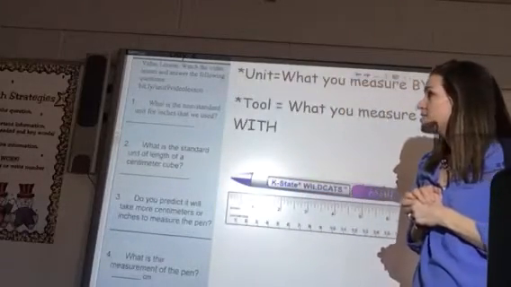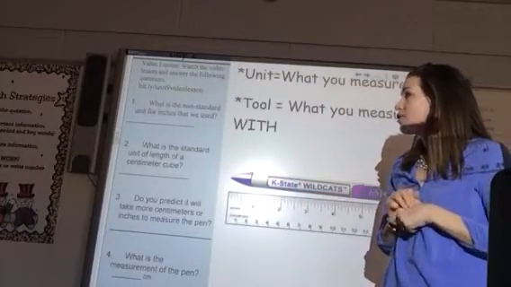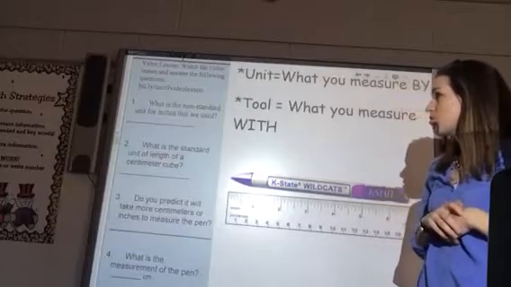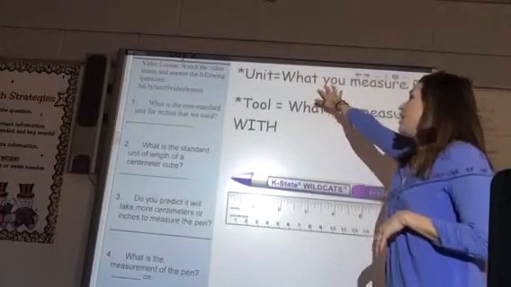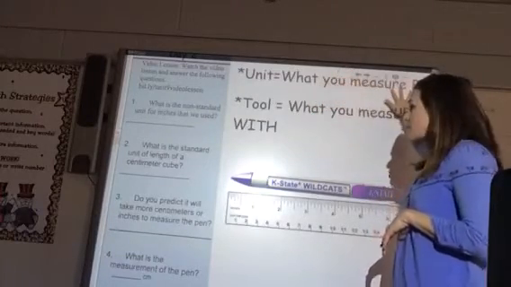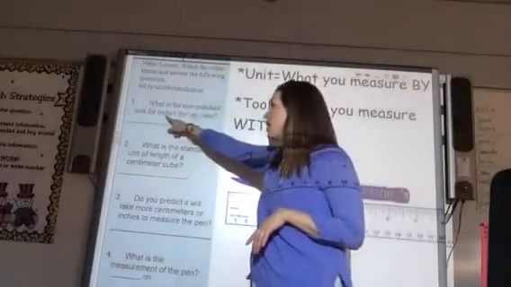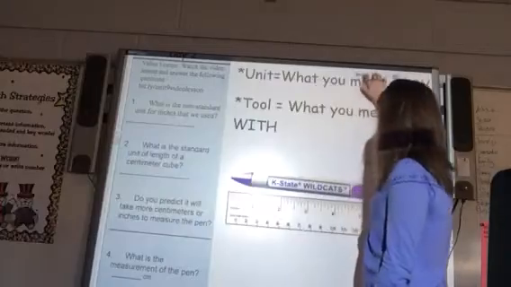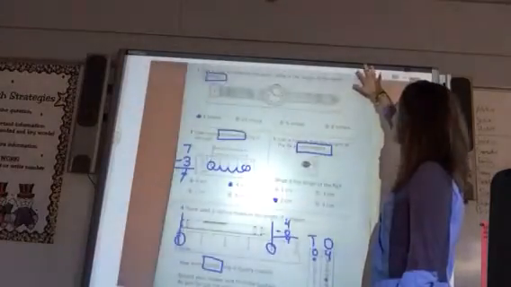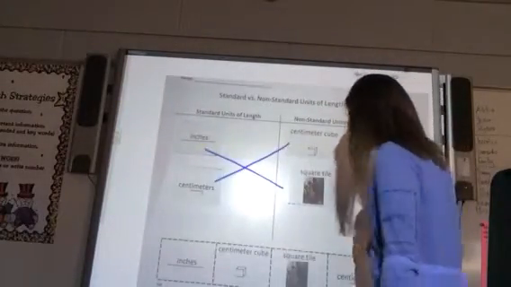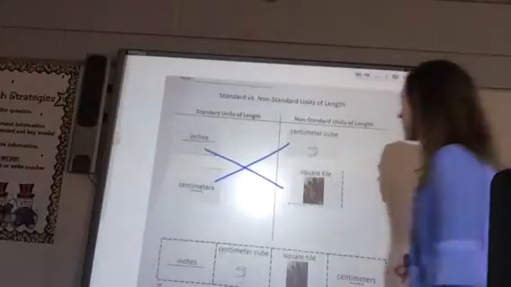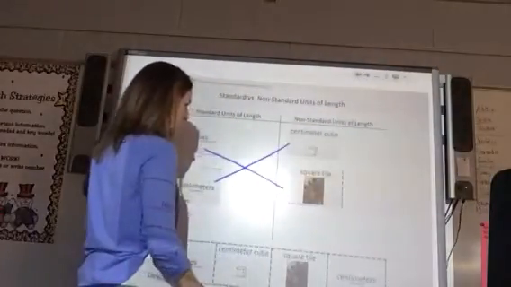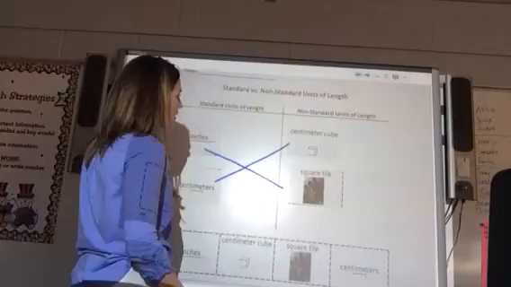Number 1 says, what is the non-standard unit for inches that we use? So if it's wanting a unit, it wants to know what you measured by for inches. So that goes back to the very first day that we did measurement. Okay, this page right here. Let me see if I can scroll. Nope, it's not going to let me.